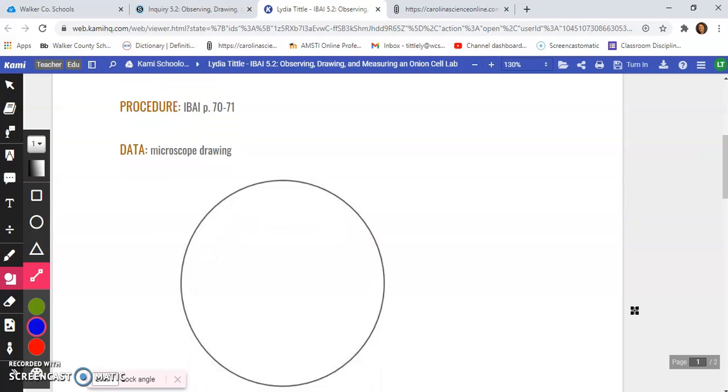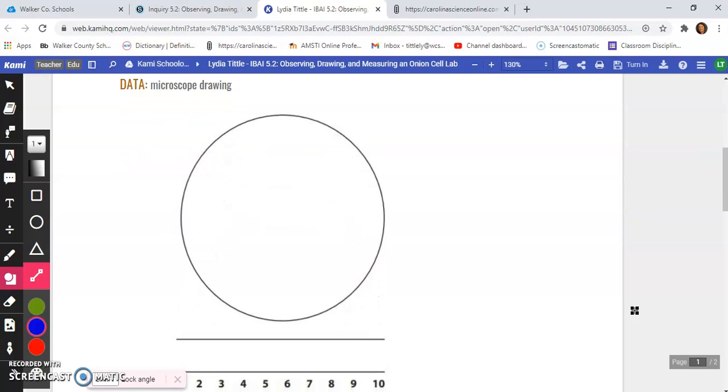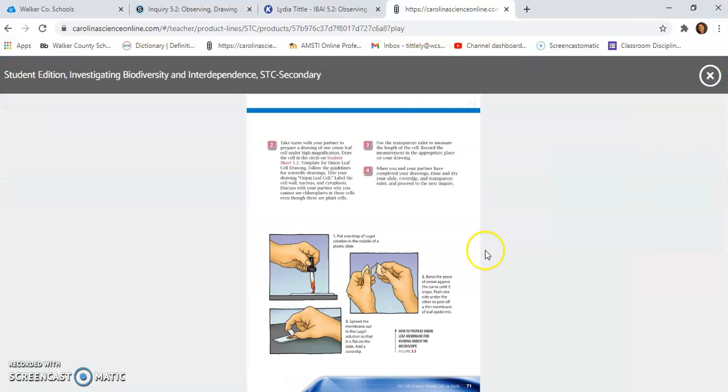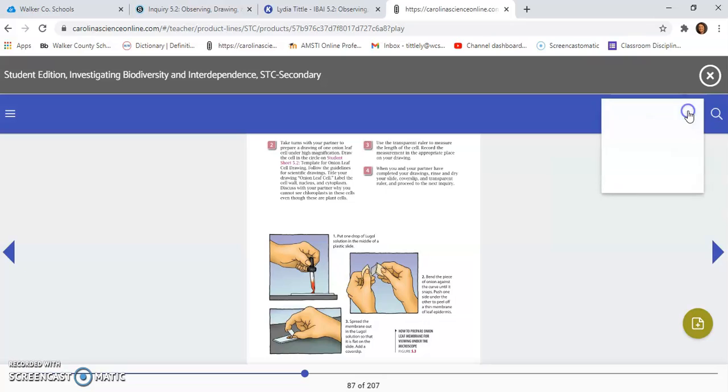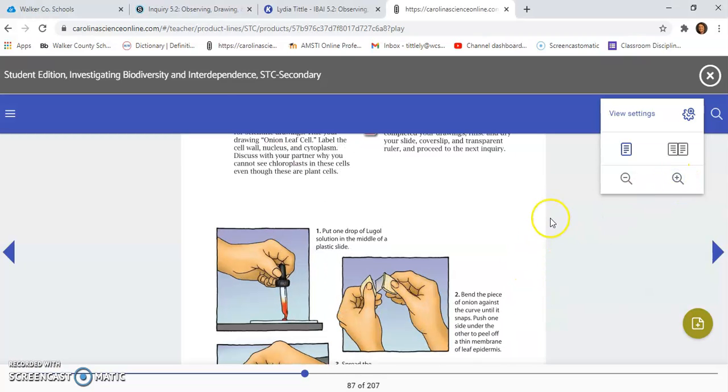And your data today is going to be a microscope drawing. Before we do our microscope drawing, let's take a look at how we would prepare for looking at the onion cells under the microscope. In our procedures in the book on page 71, it shows some pictures that show the steps of how to prepare a slide. So I'm going to zoom in a little bit so we can take a better look at that.